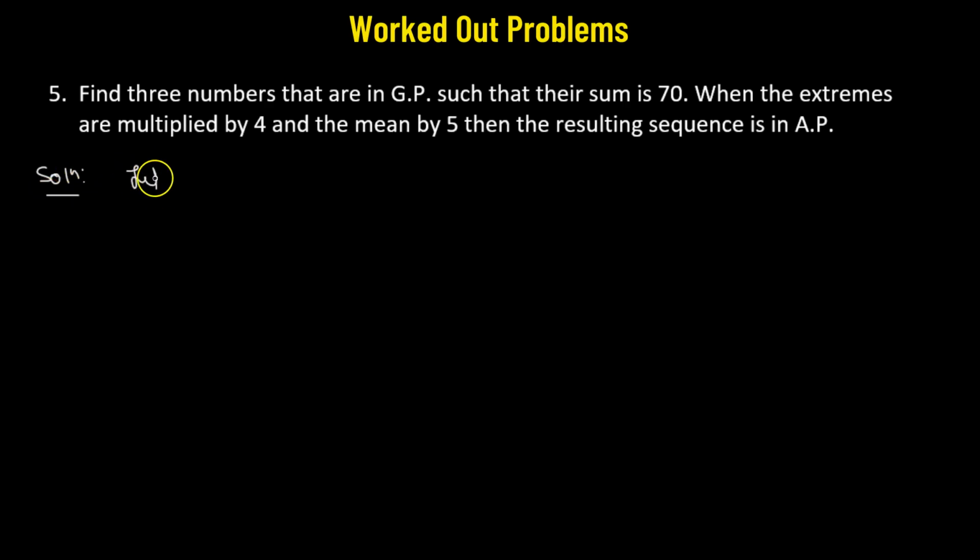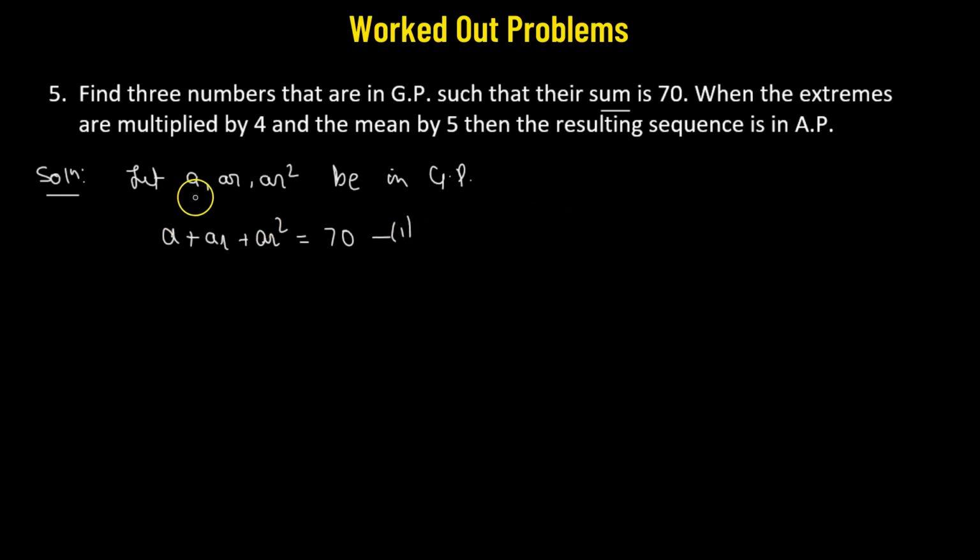So let the 3 numbers be A, AR and AR squared. Instead of taking A over R, A and AR, I'm taking here A, AR and AR squared, because here we are only given the sum. We have not been given the product. So that works whenever we are given a product. So let these 3 numbers be in a geometric progression. From condition number 1, we have A plus AR plus AR squared equals 70. So this is equation number 1.